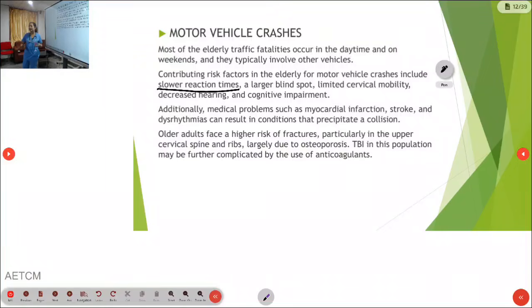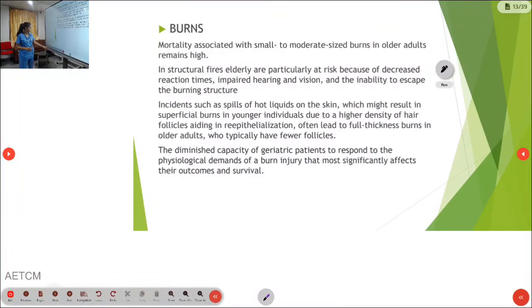So if an elderly patient comes with an RTA, we have to take an ECG or any other necessary test to rule out any underlying stroke, MI or dysrhythmia, in addition to treating the RTA-type collision injuries. Elderly people are also at higher risk of fractures, including the upper cervical spine and ribs, due to osteoporosis. Traumatic brain injury is also one of the complications if they are on anticoagulant drugs.